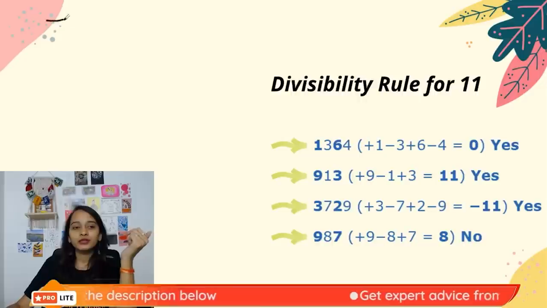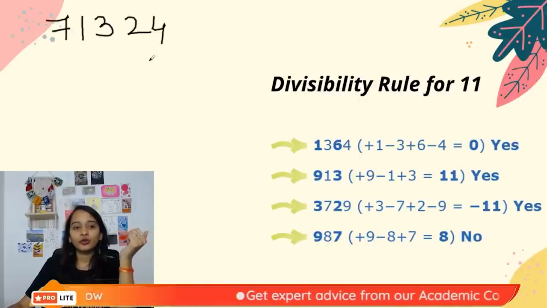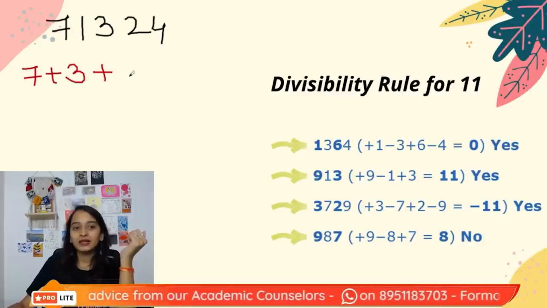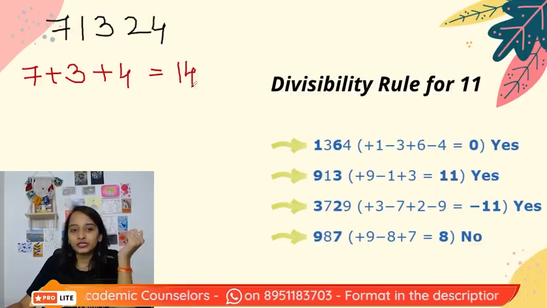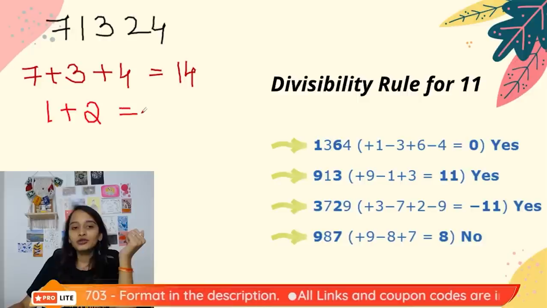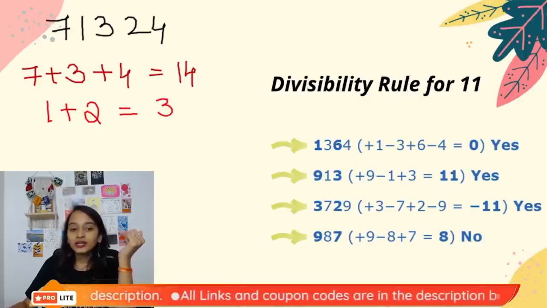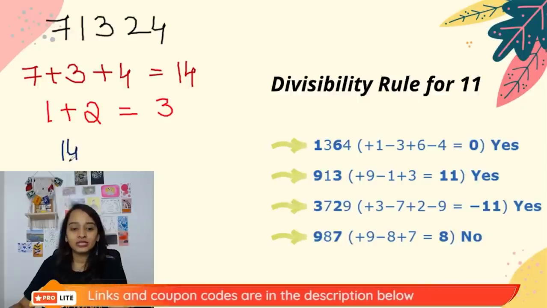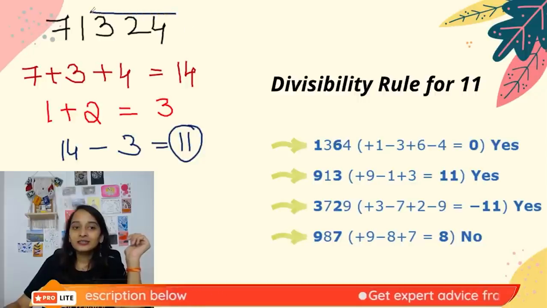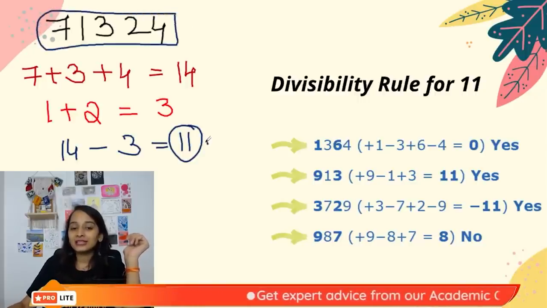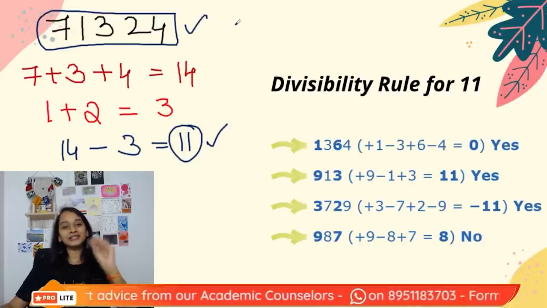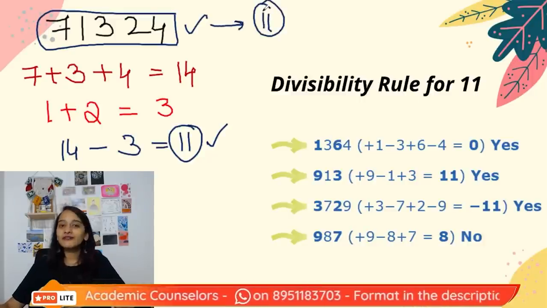Let's take a bigger number. 7, 1, 3, 2, 4. ठीक है? तो यहाँ पे alternate digits क्या है? 7 plus 3 plus 4, which is 14. बाकी के alternate digits क्या है? 1 plus 2, which is 3. इसको क्या करना है हमें? Subtract. 14 minus 3 is 11. Since you got a multiple of 11, since 11 is completely divisible by 11, this number is also completely divisible by the number 11.